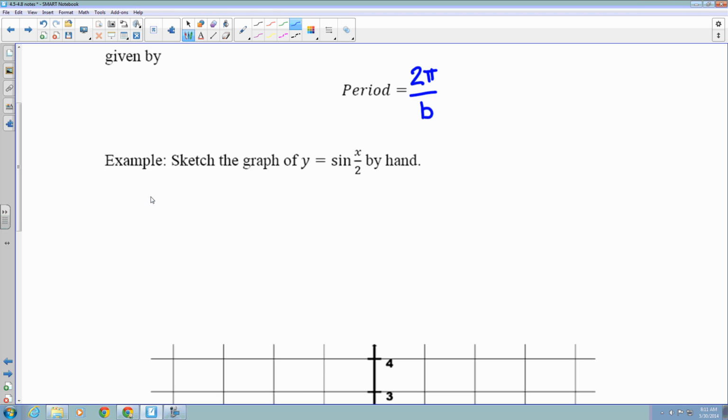But here we now have sine of x over 2. That's actually the same thing as saying sine of 1/2 x. I think putting it in that form helps us figure out what the b is, because remember the b is the number right in front of the x. So now we can say that b is 1/2, and to find the period, we need to do 2 pi divided by the b, which is 1/2. So our period is 4 pi.